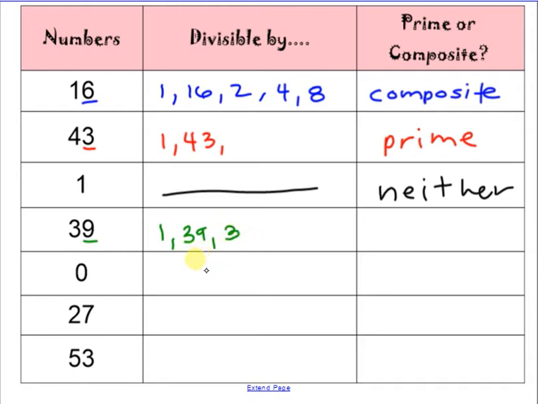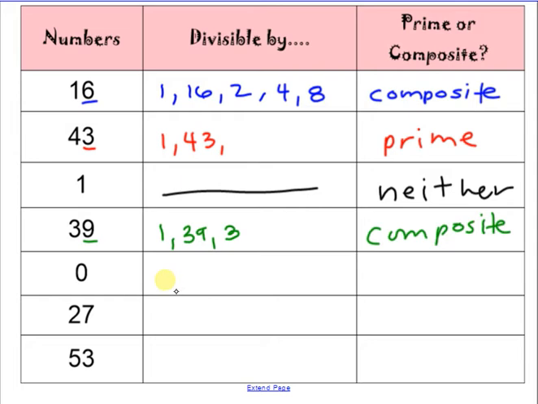If I'm asking you if a number is prime or composite, as soon as you get to that third number, you can stop and you can call it composite because it only needs 3 numbers to go into it in order for it to be composite. And so we can actually stop right there.